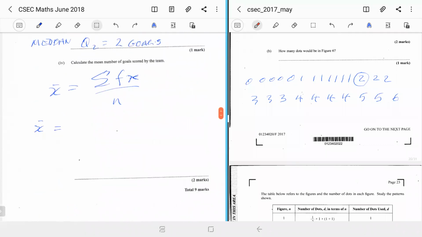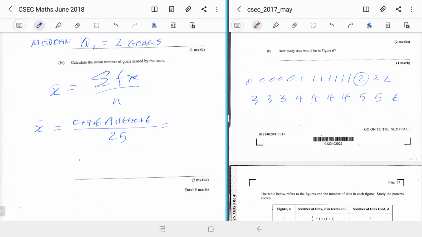I don't think it's rocket science. That's the sum of all the goals. Add them up, plus, plus, plus, and then divide by the total number of matches, which is 25. With 25 matches, they can know the average number of goals scored per match. So it's the total goals in all 25 matches divided by the number of matches.